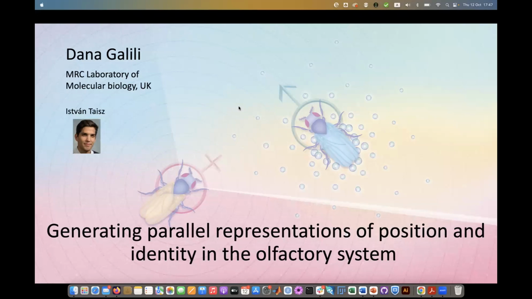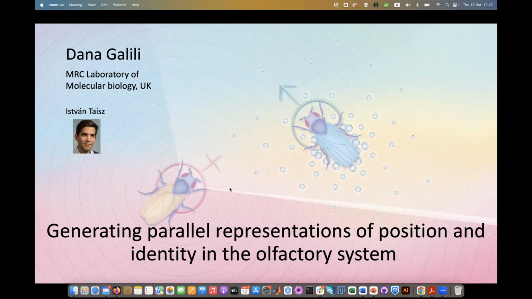Okay, so I will tell you about pre-mating, so female receptivity circuits, and I'm interested to understand how the brain incorporates information from sensory stimuli to understand the environment. This is a project I've done in collaboration with Istvan Thijs, a talented PhD student in our lab, in Greg Jeffries' lab. And the title is Generating Parallel Representations of Position and Identity in the Olfactory System.